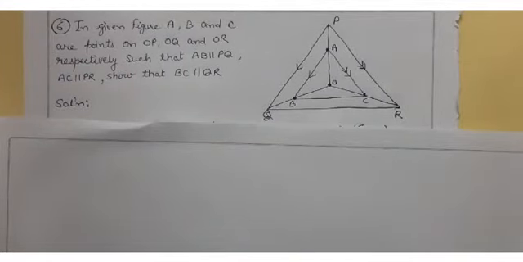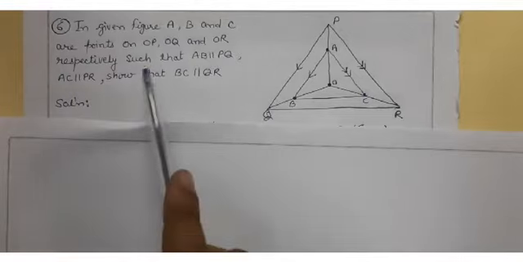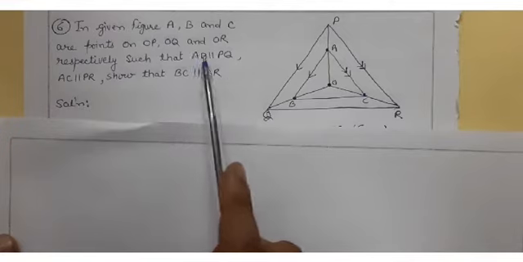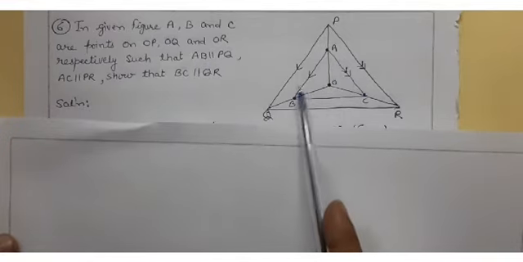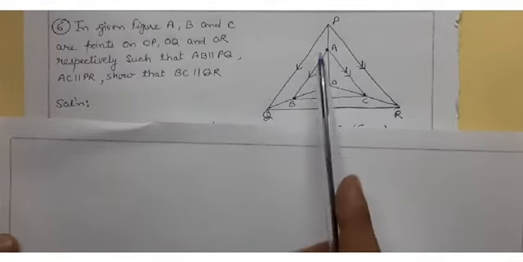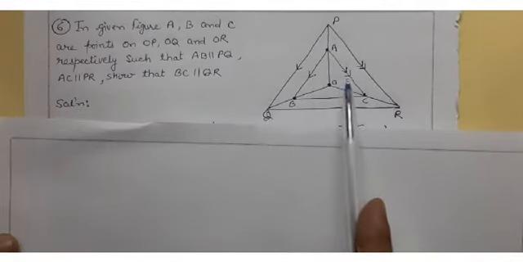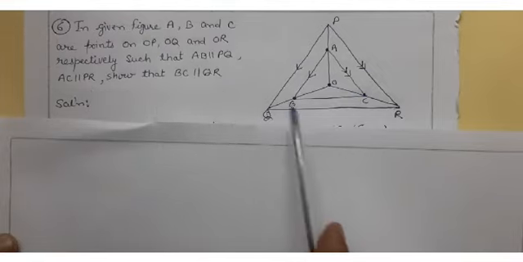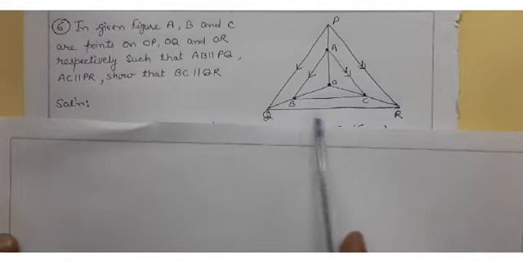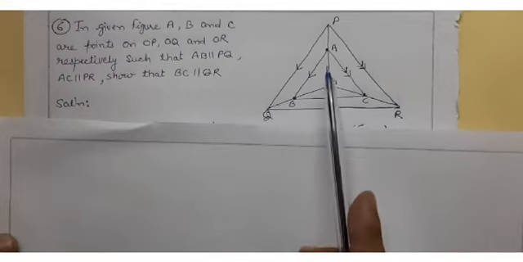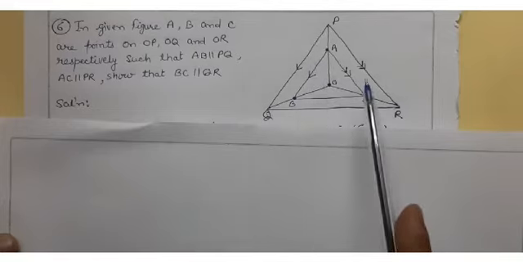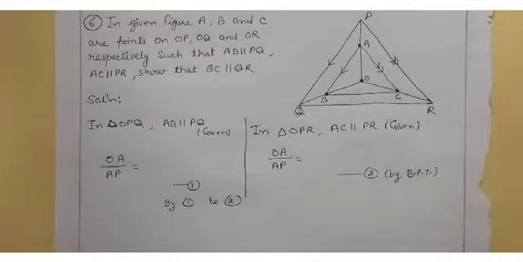Next question is, in the figure, A, B and C are points on OP, OQ and OR respectively, such that AB is parallel to PQ and AC is parallel to PR. Show that BC is parallel to QR. So I have to take two triangles, POQ and POR, where these sides are parallel, and we will use BPT theorem.